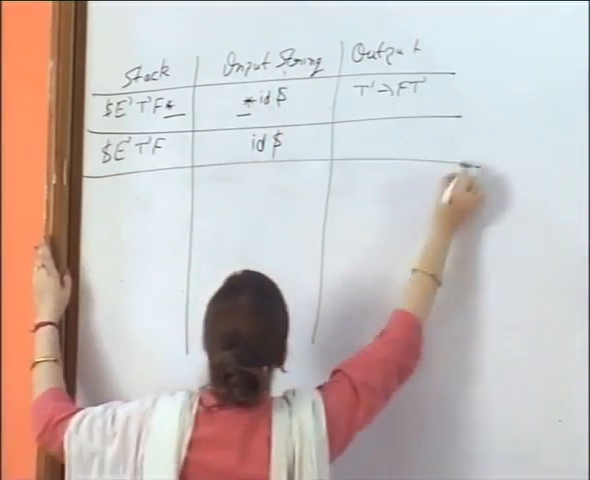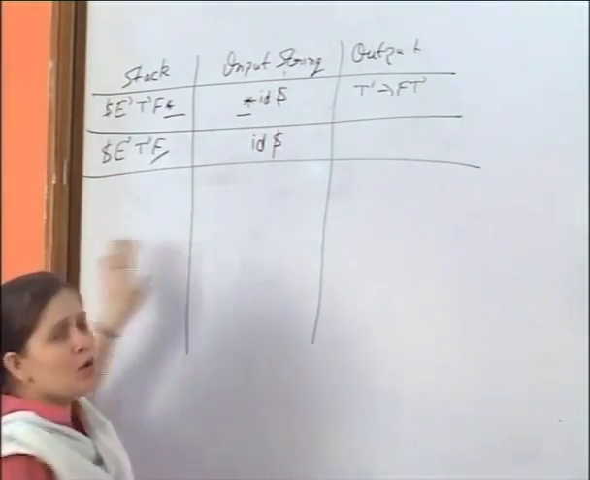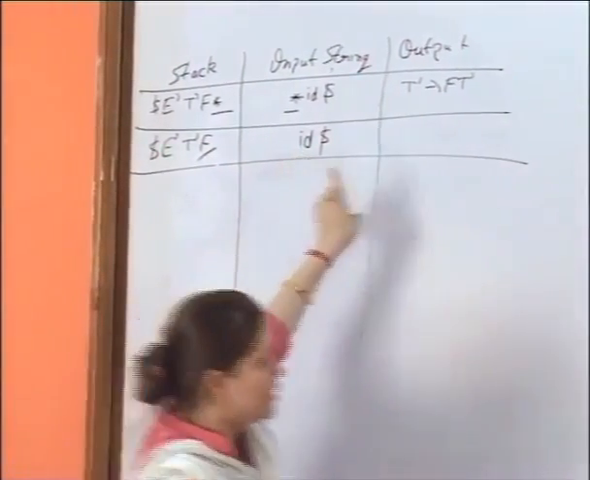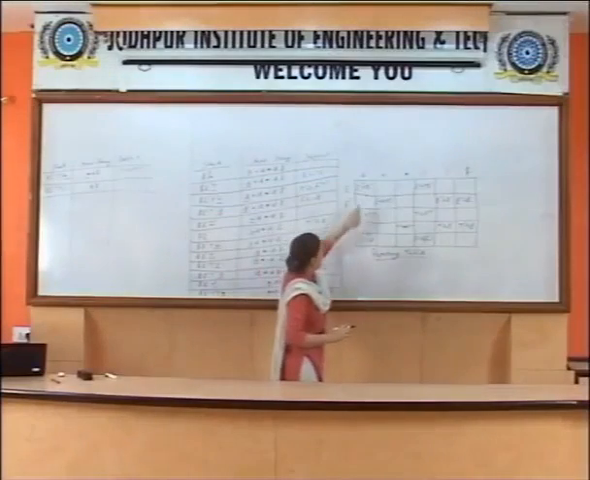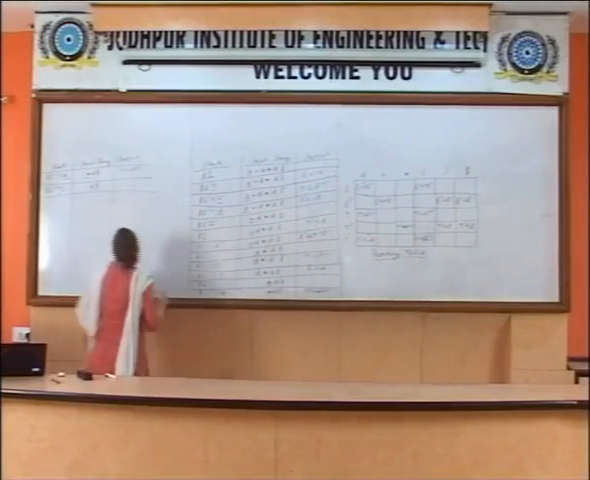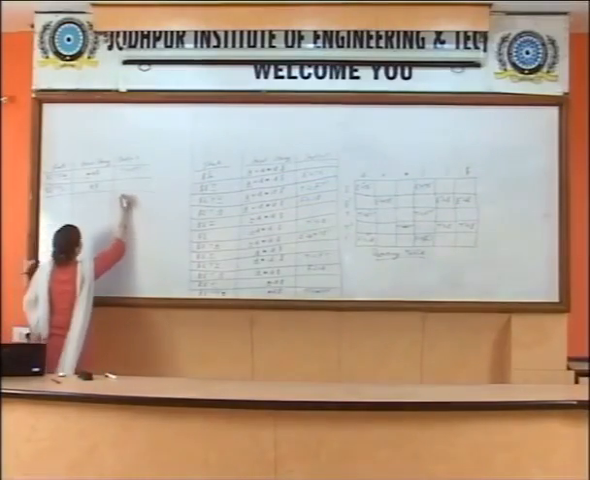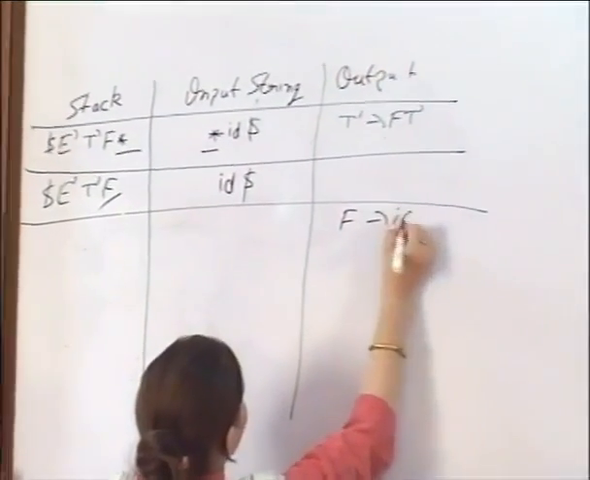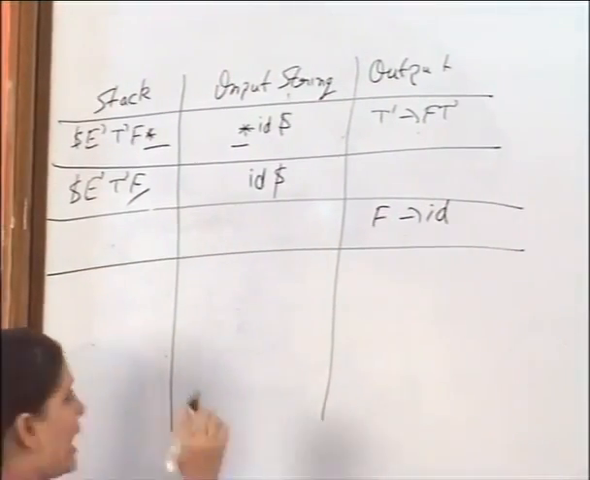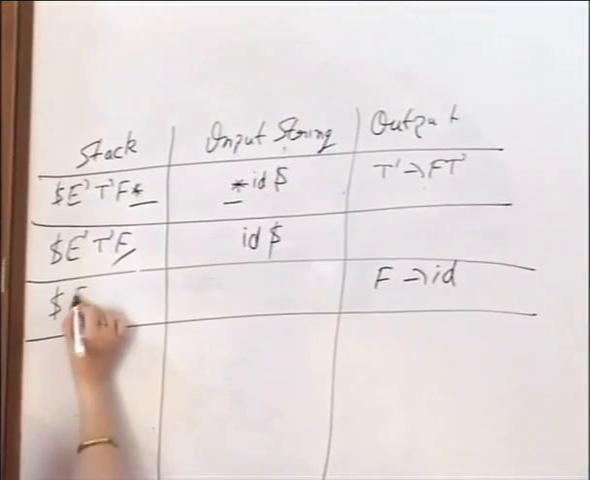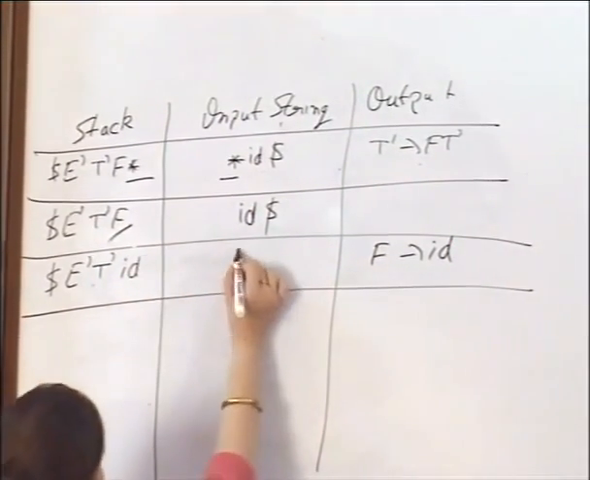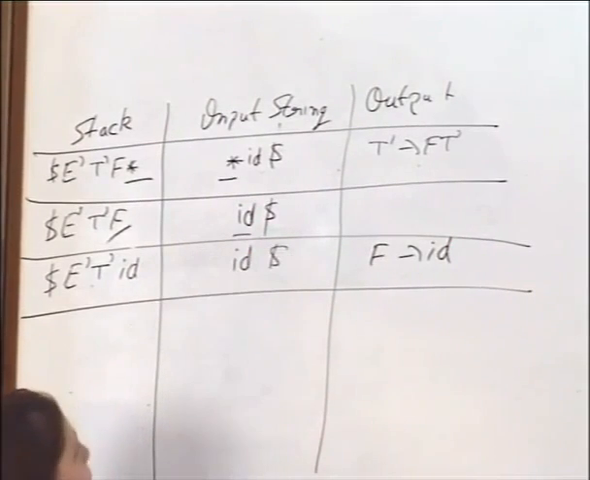Now for the value at the top of the stack, that is capital F, check a production for ID. That means F and ID. We have a production F to ID. That means we need to replace it with F to ID. That means now my stack will have dollar E dash, T dash, ID and dollar.